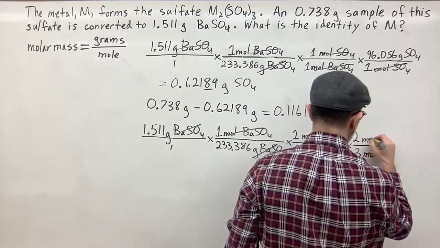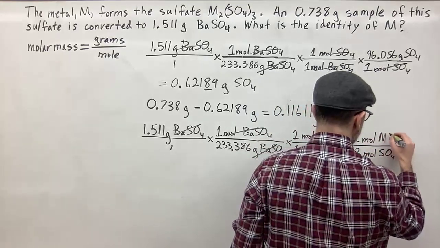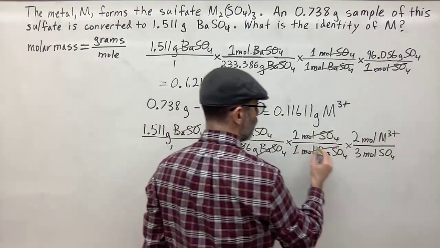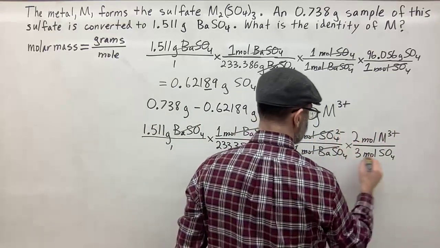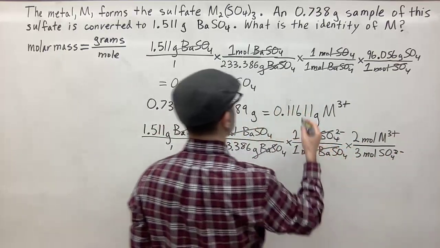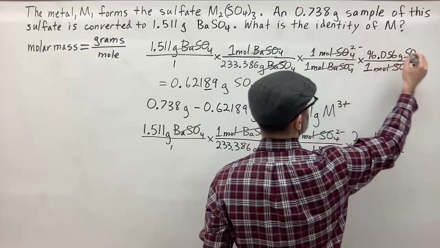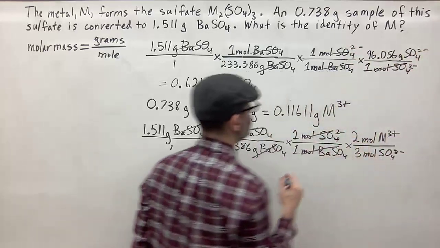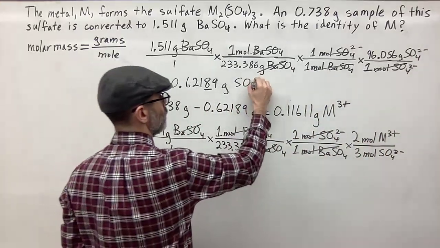So 2 moles of this mystery metal that has a 3+ charge, and moles of SO4 2-. That should have a 2 minus charge on there. Sorry about that, I forgot it up here too. Don't forget your charges there too.